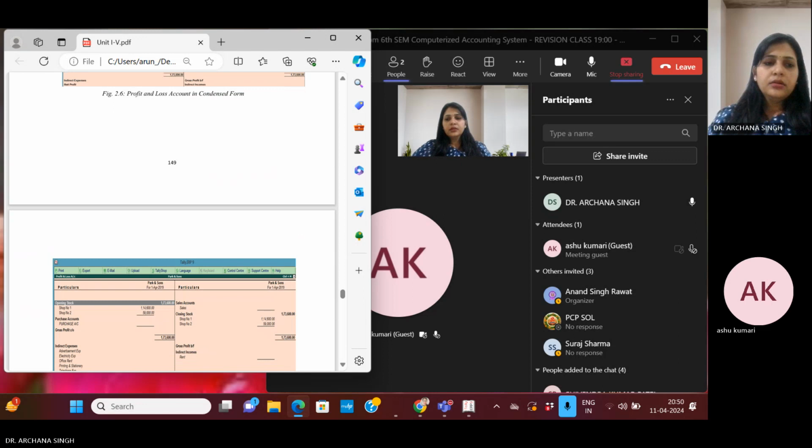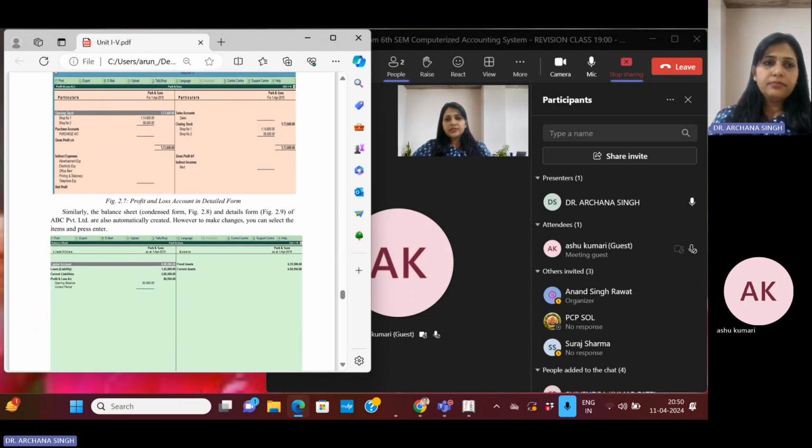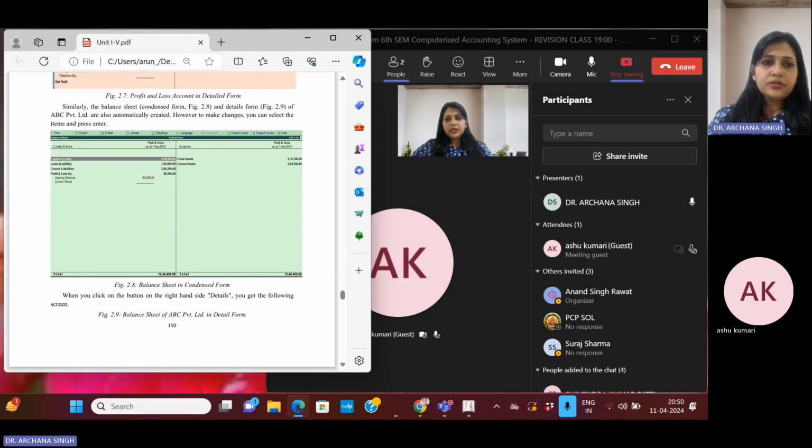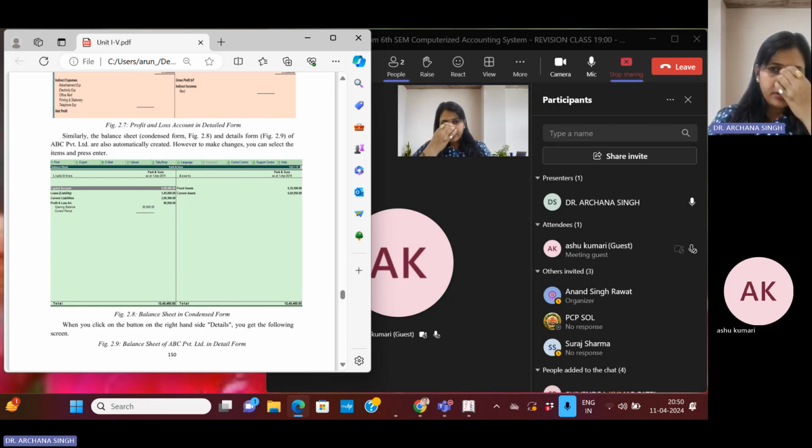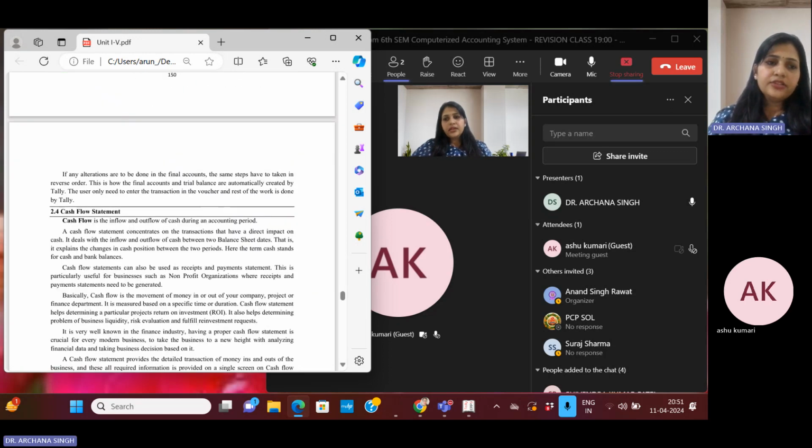Okay, then balance sheet, same, assets and liabilities. In balance sheet also you have to go to the gateway of Tally, select display of balance sheet option, and then this screen will appear where you can see the total of assets and liabilities along with the company name. Okay, and if any alteration you want to do, then you can do it in the final accounts, following the same steps.